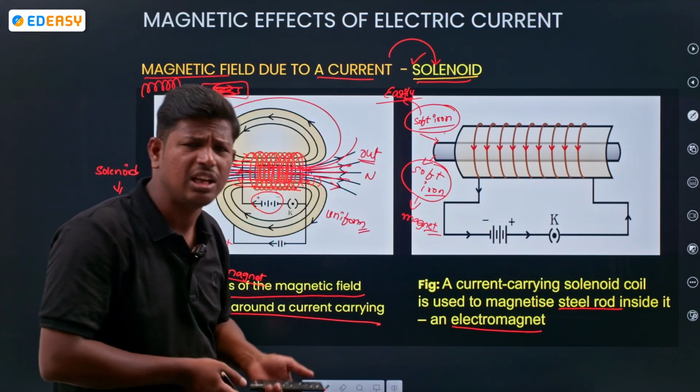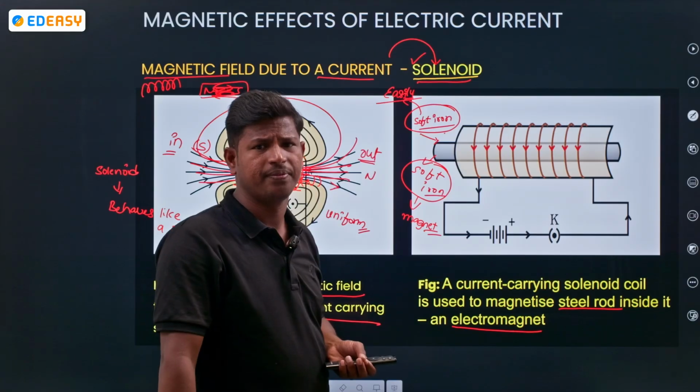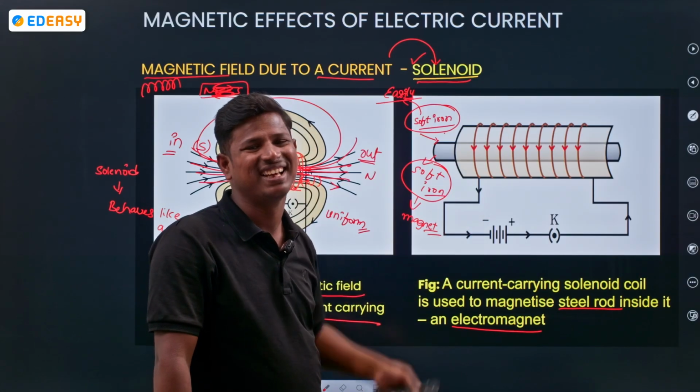A current carrying solenoid coil uses a magnetic steel rod inside for the electromagnetic process. You can use steel, copper, metals. Mostly we take soft iron because it's very soft.